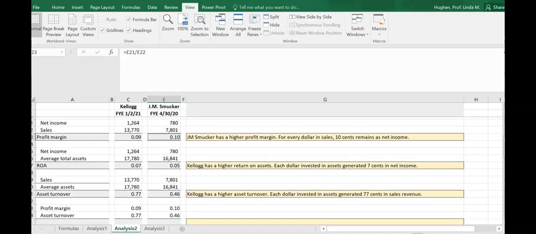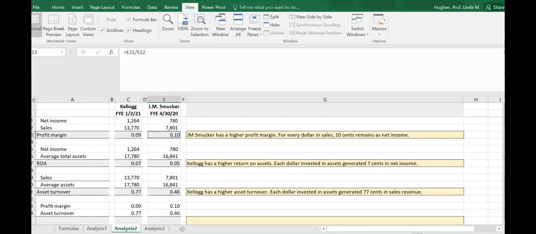But that's not the entire story. In order to generate sales and then end up with net income, the company has to invest in, we can look at investments either as total assets or total stockholders' equity. And let's look at investment: how effective are the assets in producing net income? And we see that Kellogg is actually doing a better job.